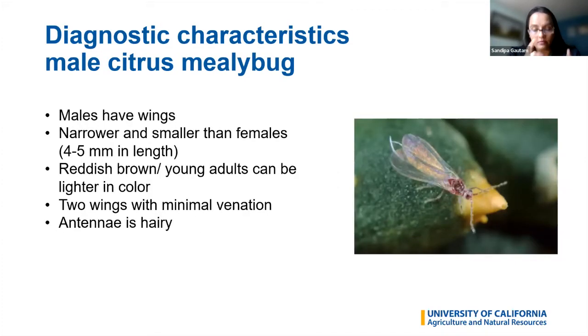The males complete development and emerge as adult males. They have wings. They are narrower and smaller than females, but if we consider wingspan, they are larger in size than females. They have about a 4 to 5 millimeter wingspan. They are reddish brown in color, and young adults can be lighter in color. They only have two wings, with minimal venation, and the antennae are hairy. That's how we identify citrus mealybug males.